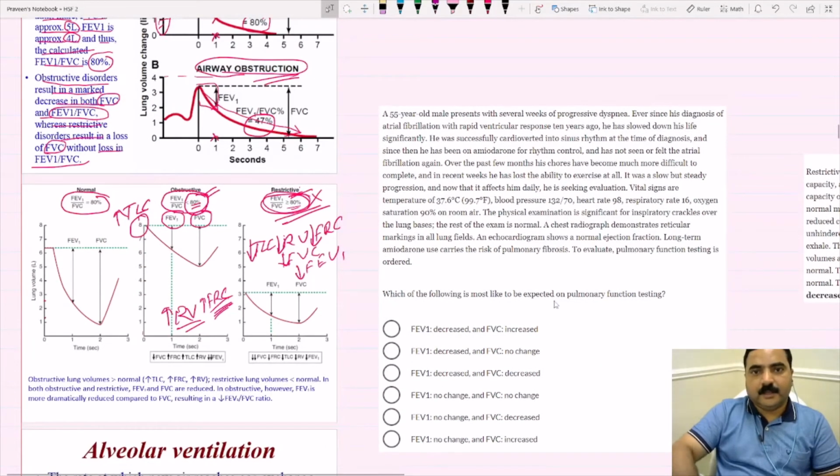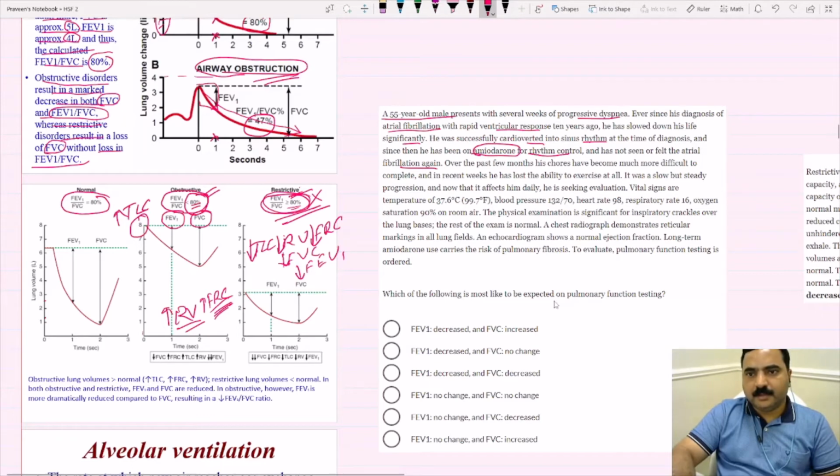In order to understand that, let's do one question over here. A 55-year-old male presents with several weeks of progressive dyspnea. Ever since his diagnosis of atrial fibrillation with a rapid ventricular response 10 years ago, he has slowed down his life significantly. He was successfully cardioverted into sinus rhythm at the time of diagnosis, and since then he has been on amiodarone, a drug which you will study later in pharmacology, for rhythm control, and has not felt the atrial fibrillation again.